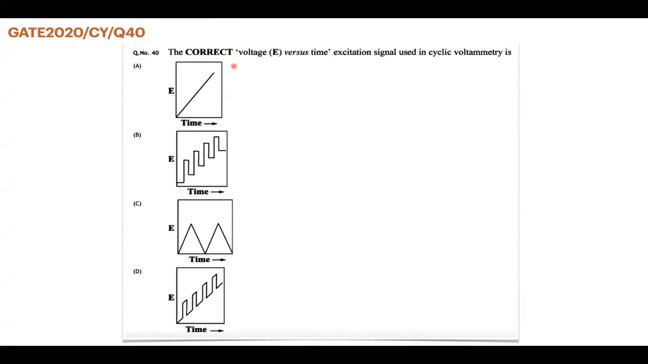Hello everyone. In this video, I will be solving the GATE 2020 question set for chemistry, question number 40. It carries 2 marks. This question states: the correct voltage E versus time excitation signal used in cyclic voltammetry is. We are provided with 4 different options, but before we end up with the correct one, we have to go through some basics.